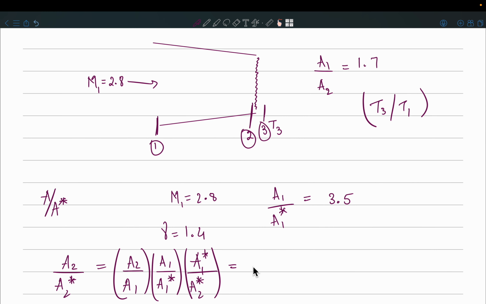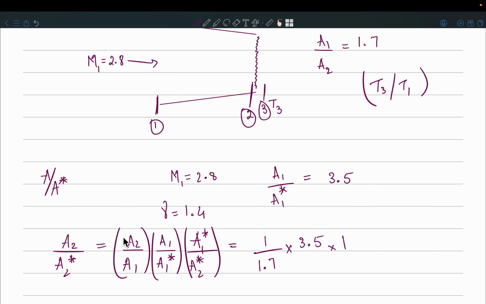So A2 by A1, I know. A1 by A2 I know. So this is 1 by 1.7 multiplied to 3.5 multiplied to 1. Okay. So this is one method, or the other method could have been simply use the equation A2 by A1 related to M1 by M2, and there also you put e power delta S by R as 1. Okay. So in any case, we get A2 by A2 star as 2.06. So now can you tell me what is M2?